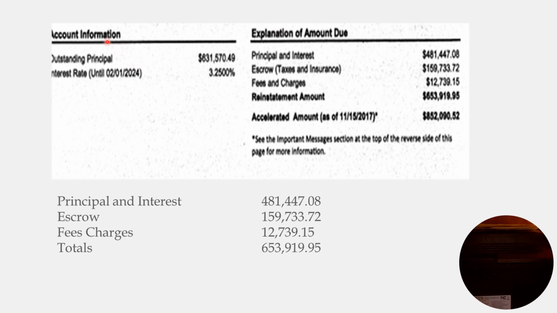Well, I'm going to take my outstanding balance, bada bing, and multiply it times the interest rate. And that'll give me my monthly debt service, and that should tell me how many years are being buried into 481,447. Let's take a look.